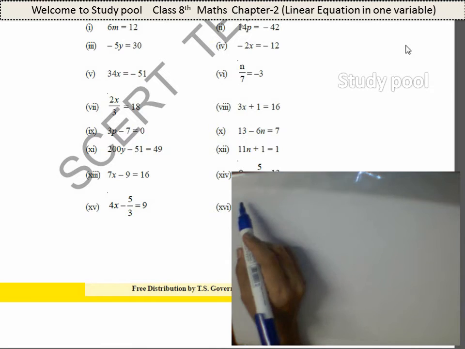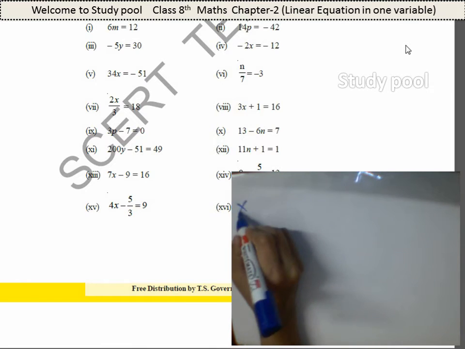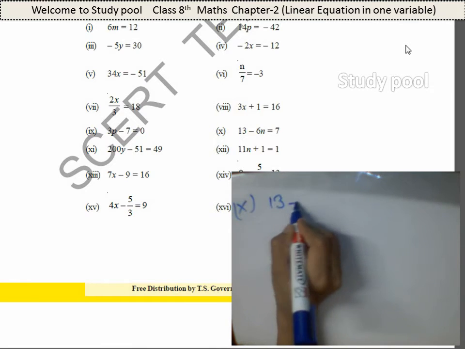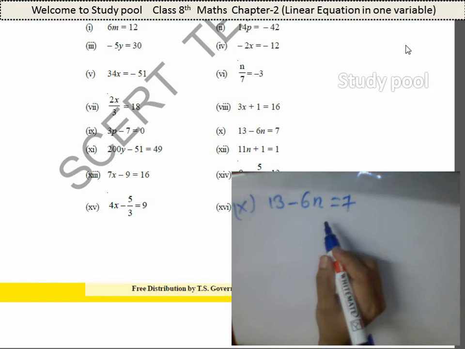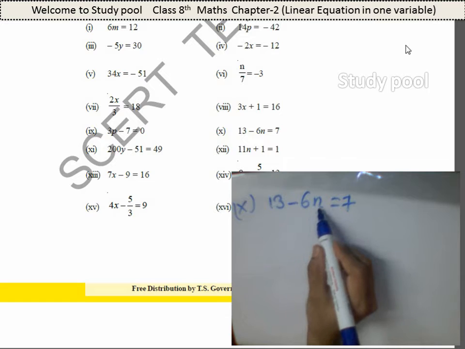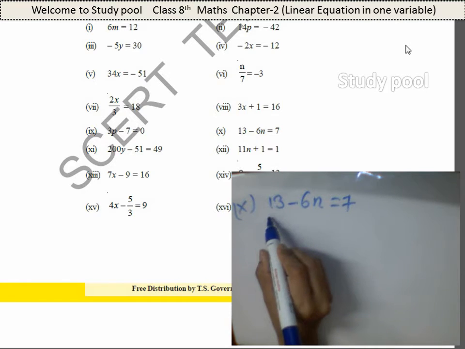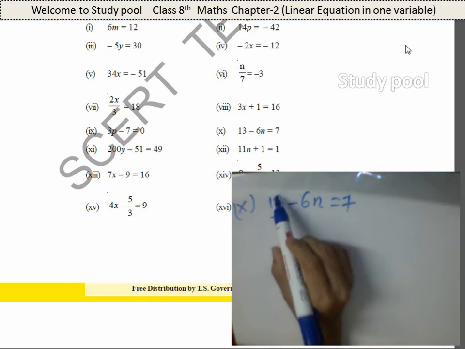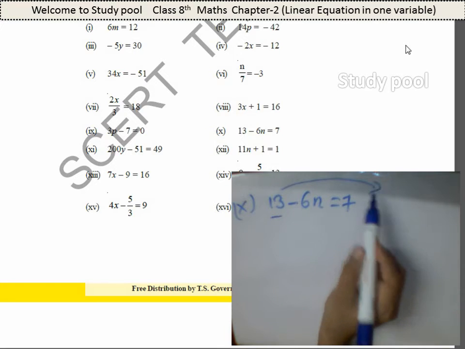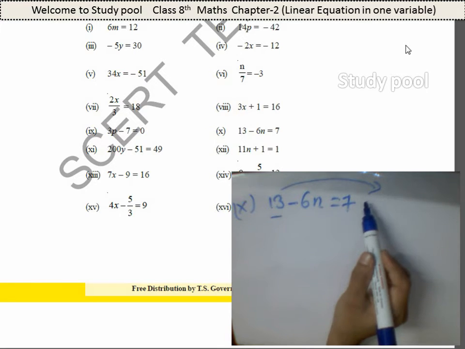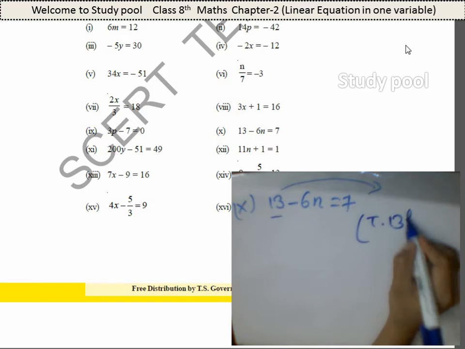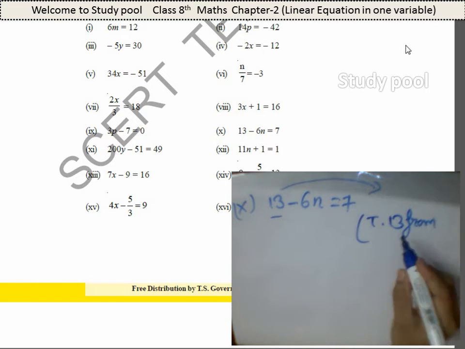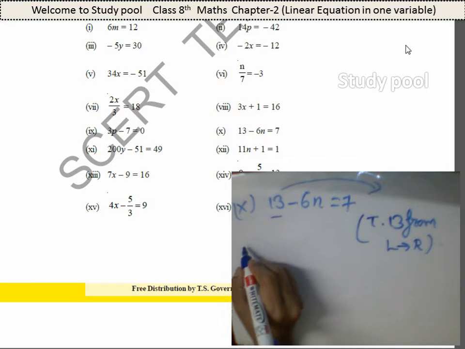Now see, we'll do the 10th one. What is given? 13 minus 6n is equal to 7. Now if you observe, n is there, right? So first we will take this 13 and we will transpose this 13 from LHS to RHS. Okay, we are transposing 13 from LHS to RHS.